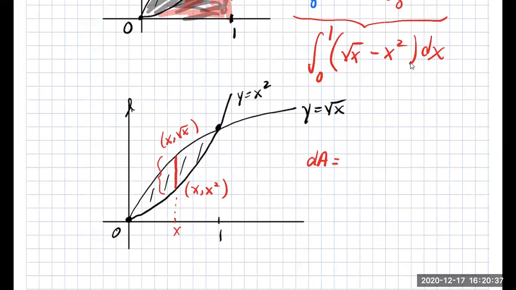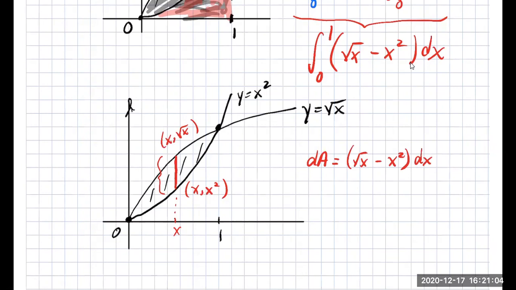And that vertical length can be found by taking the difference of the y coordinates, the top and the bottom of the rectangle. The vertical length of the differential element can be found by taking the difference of the y coordinates. And so here, that's going to be the square root of x minus x squared. That's the length of the rectangle. And then we multiply that by the width of the rectangle. Now that's just one, right?